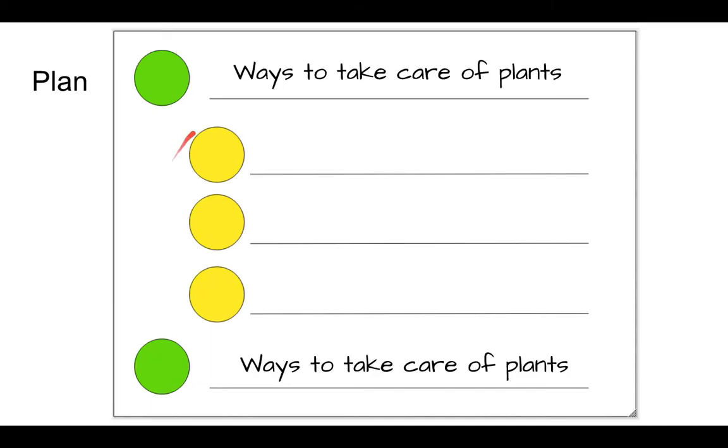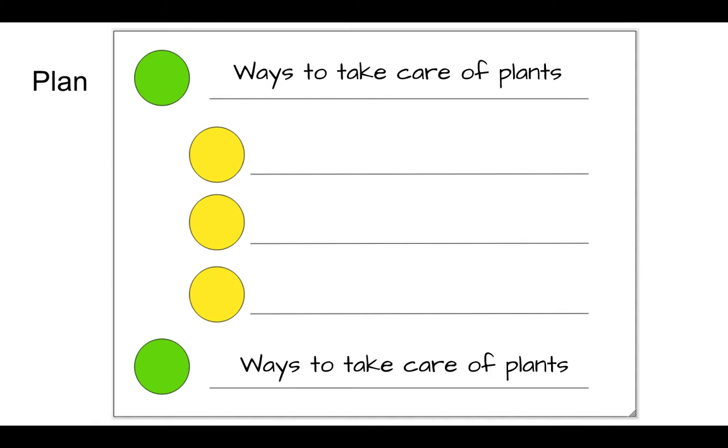My topic was ways to take care of plants, and so on my planner that was what was green in the middle, or in my brainstorm that was what's green in the middle, and so I'm going to put that at the top and at the bottom, knowing that those are my topics. When I write those sentences, it has to have something to do with ways to take care of plants.